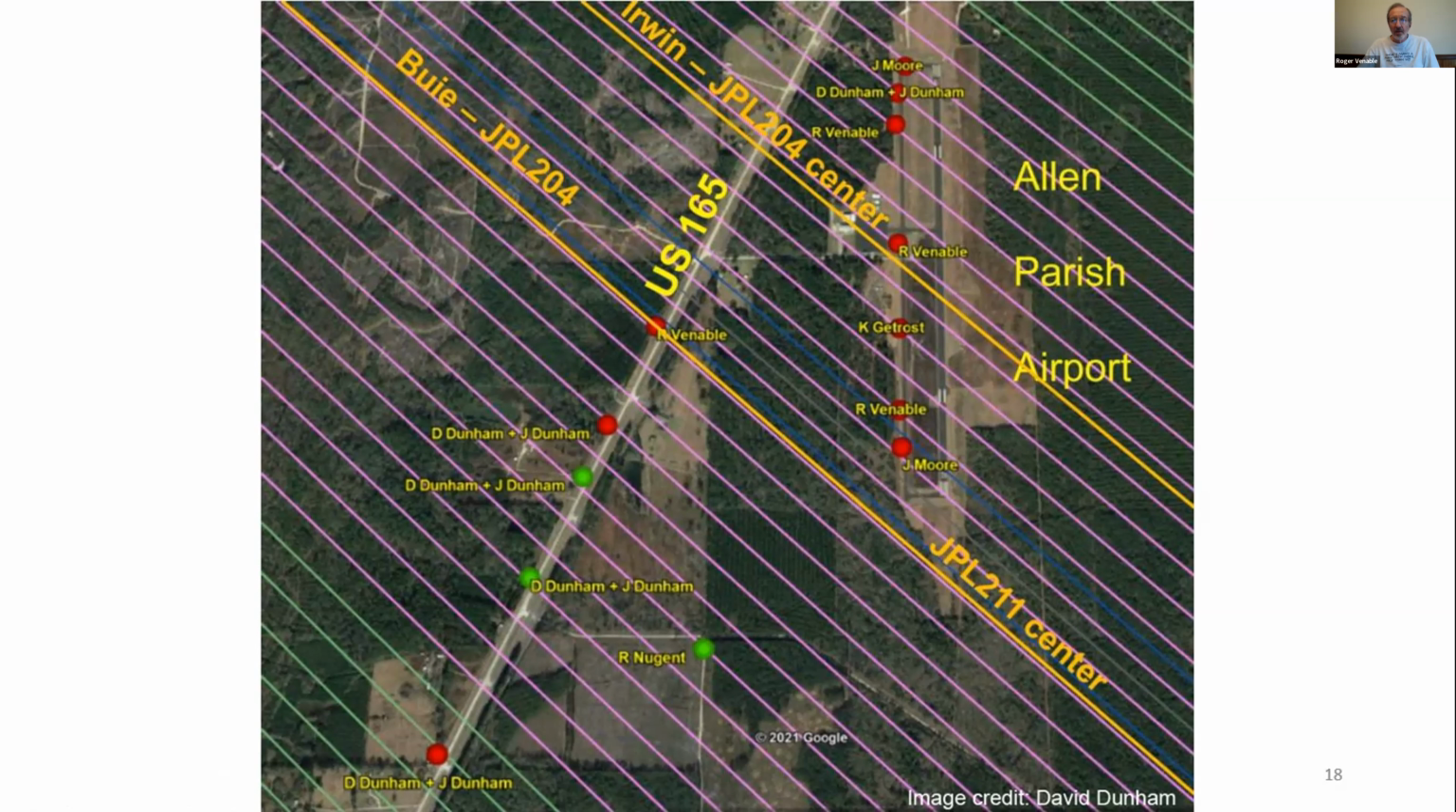You can see that there was some cross-path uncertainty, and fortunately we had enough observers to result in 3 positive chords. The positive chords are here in green. The Dunhams had 2 stations positive, and Richard Nugent had 1, and the red stations are those that were negative.